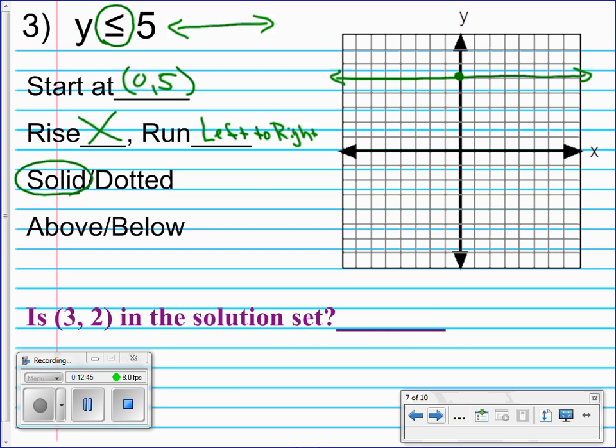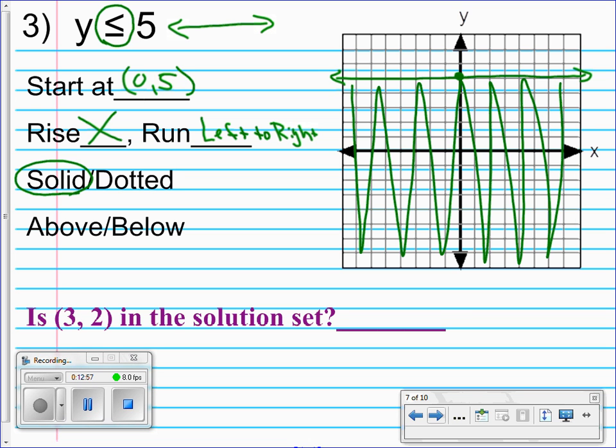Now shading above or below, no need to test the point. I know that y less than is going to be everything below it. So I shade below my y equals 5 line. And now that's the inequality. All solutions that are less than or equal to 5. That's my point, 3,2. 3,2 lies in the shaded area, so yes.